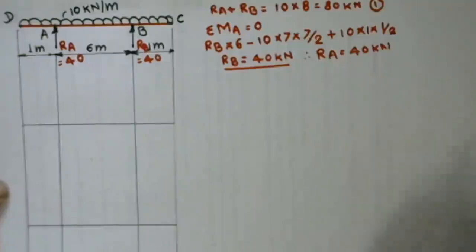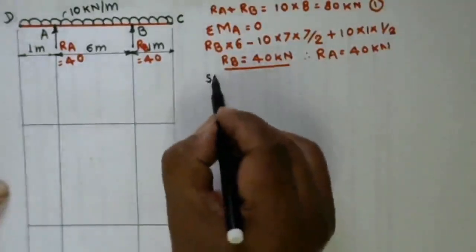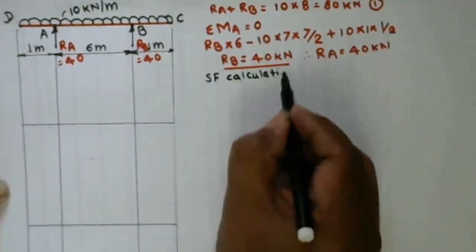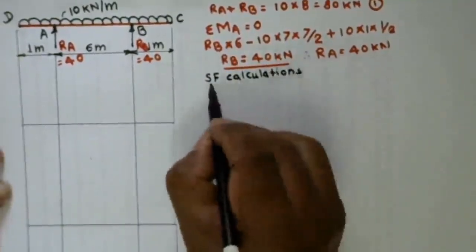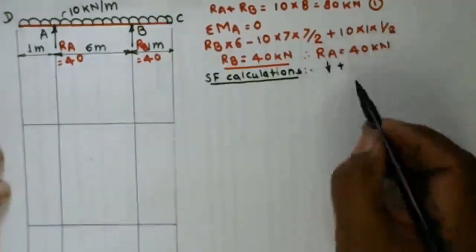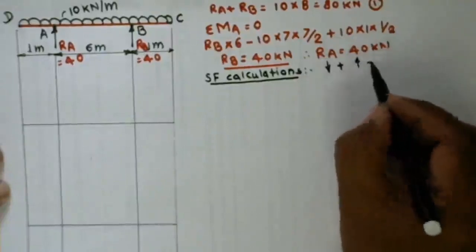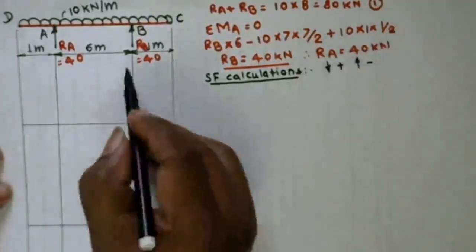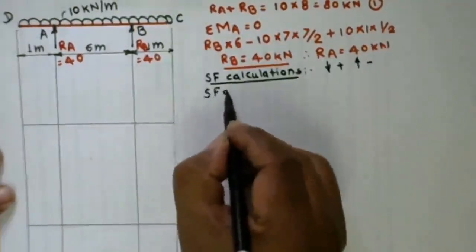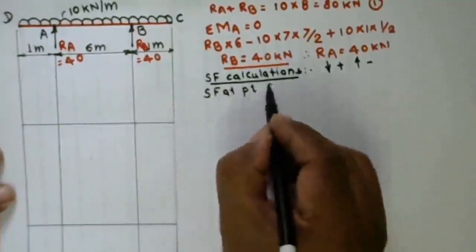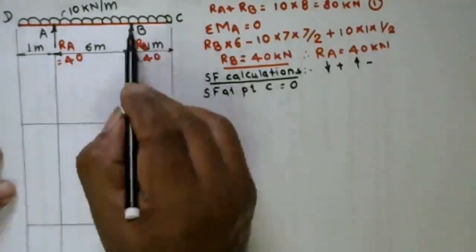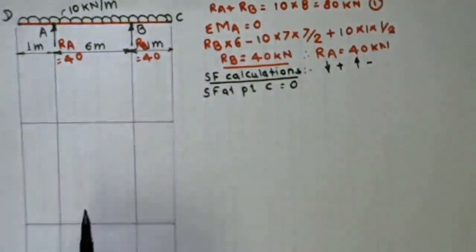Now calculate the shear force. To calculate the shear force, our first step is to decide the sign convention. So we are considering downward force positive, upward force negative. According to this, point C is the end point, so we say that the shear force at point C is equal to 0. Between points C and B, there is a UDL acting.